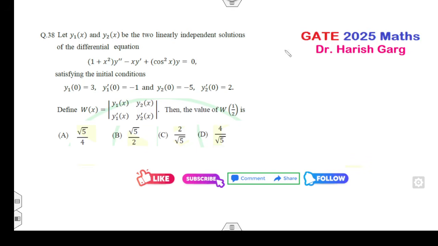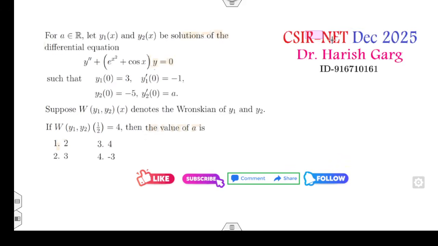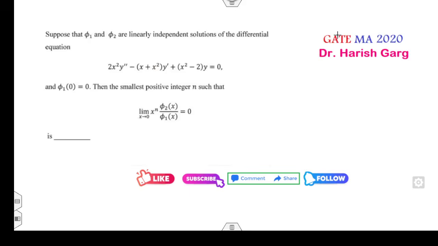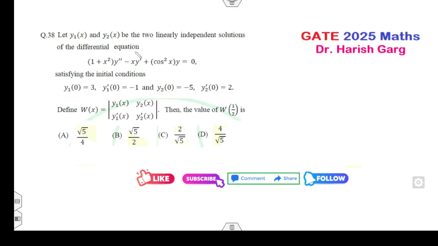Let's start with the first question. In this video, I will solve all those questions related to GATE, IIT JAM, CSIR NET, all with the help of shortcut tricks. Let's start with the first question.